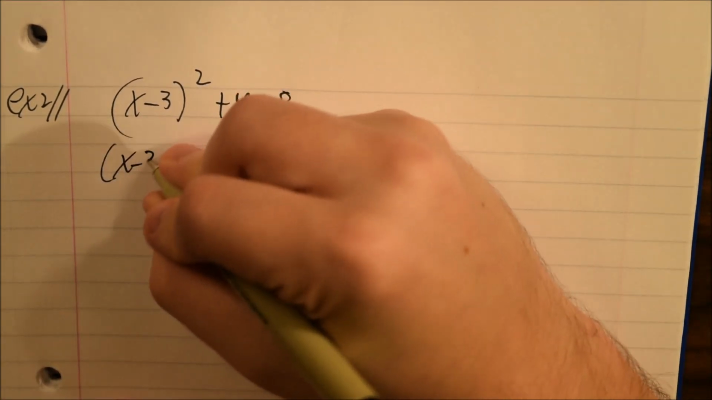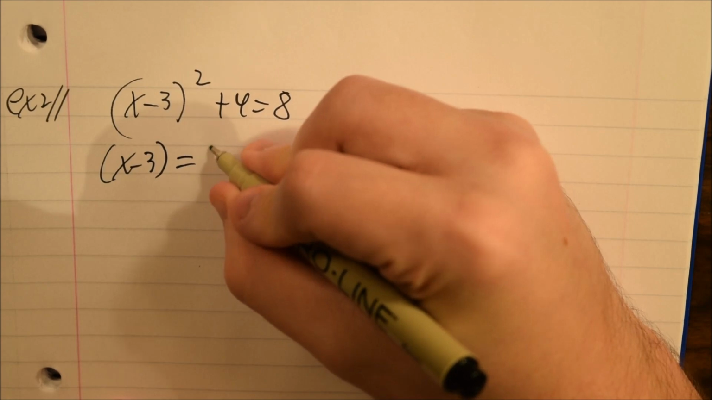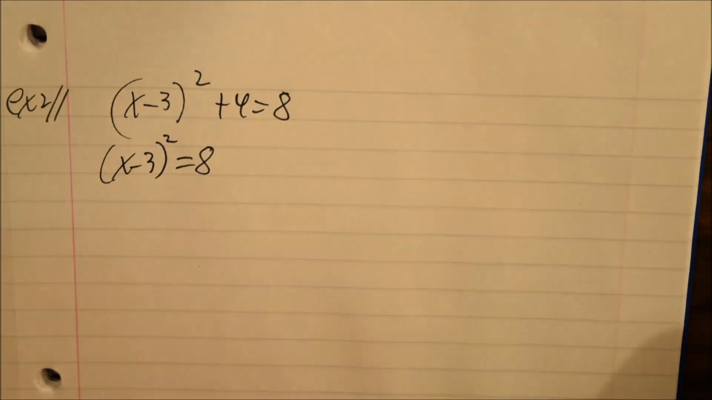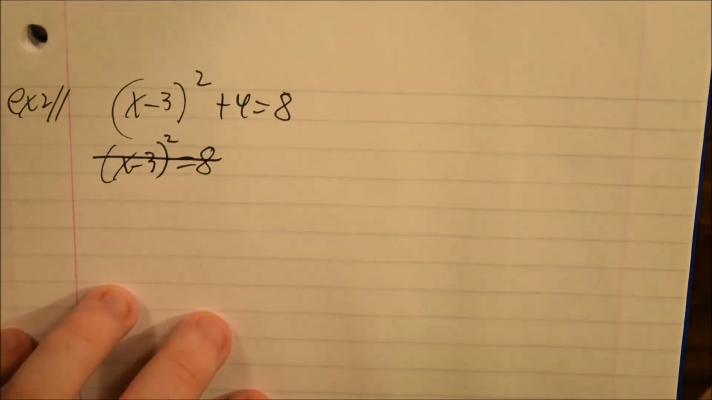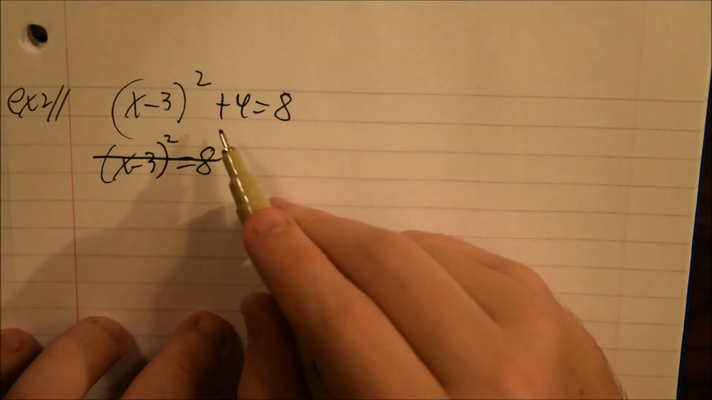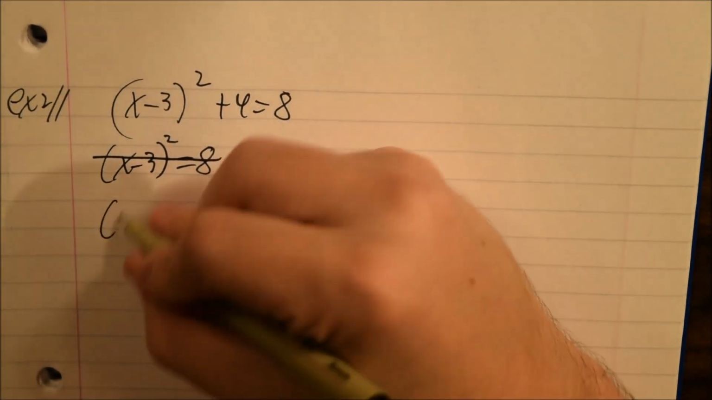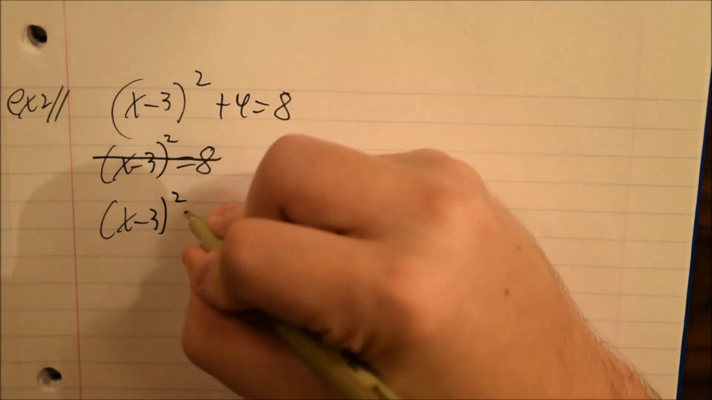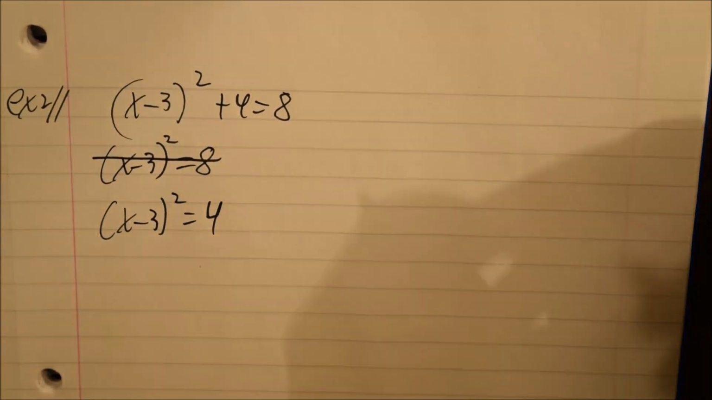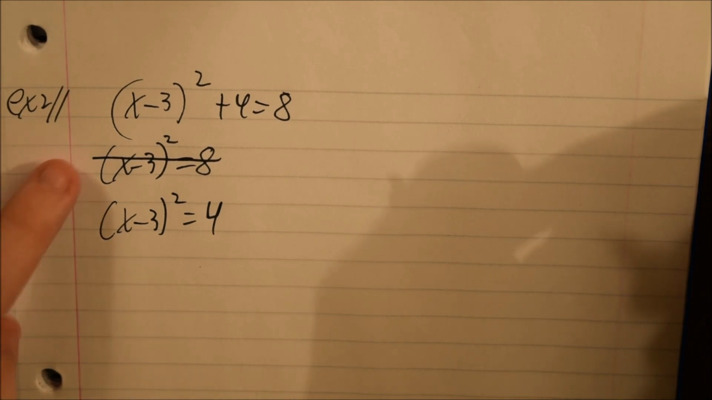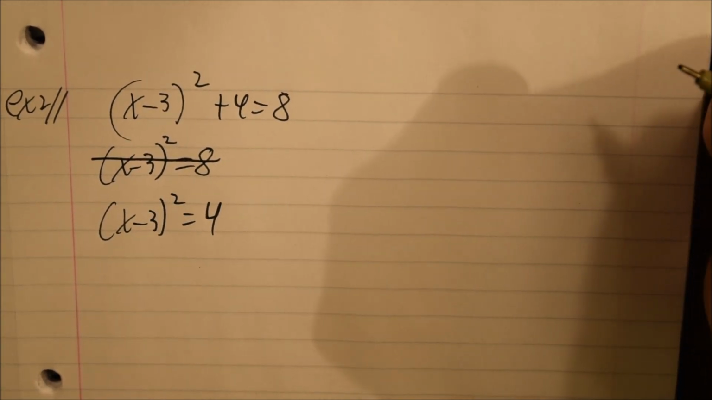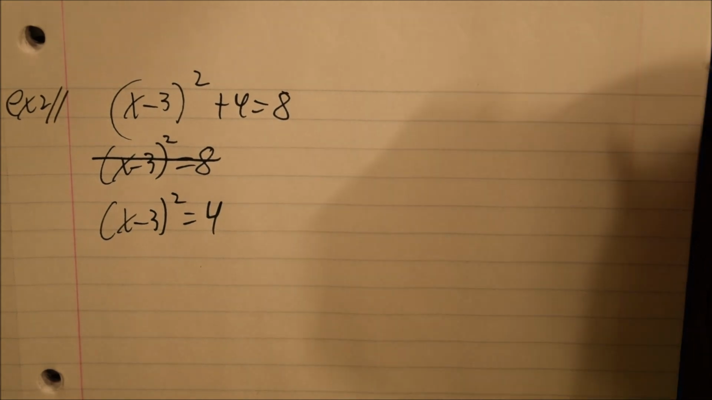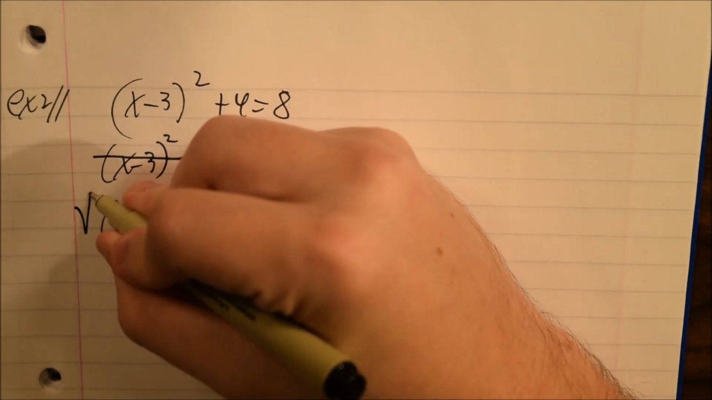Whoops, I'm messing this whole thing up. Let's start over. When I subtract 4 from both sides, I get x minus 3 squared equals 4. I think I said that, but I think I wrote it down incorrectly. Anyways, we all make mistakes. We're all human here. Okay, so next step I do is square root both sides.